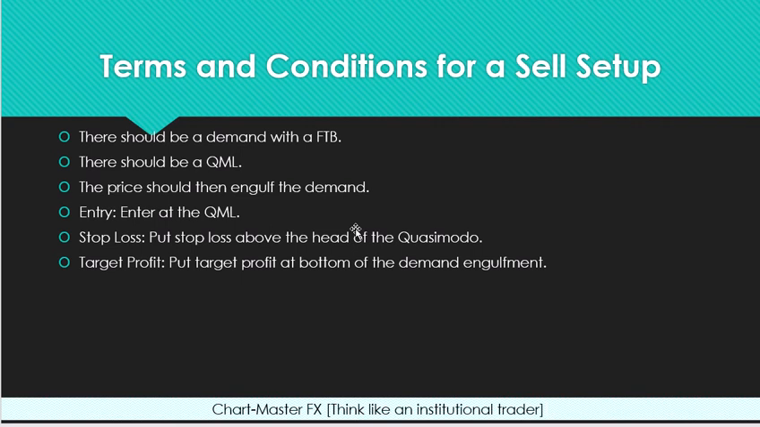So guys, these are the terms and conditions of this magic comrade. There should be a demand with a first time back. Once we have a demand with a first time back, then there should be a Quasimodo level, as you have seen on the anatomy. And the price should then engulf the demand. Once we have an engulfment of demand, that's the final push, and you know that the conditions of the Quasimodo have been met. Then you wait for the price to come to the Quasimodo level.